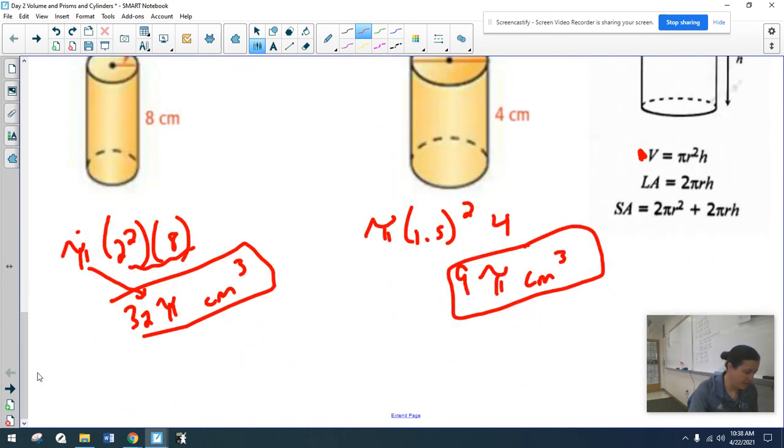You will have your IXL today. Your IXL is T5. So enjoy.